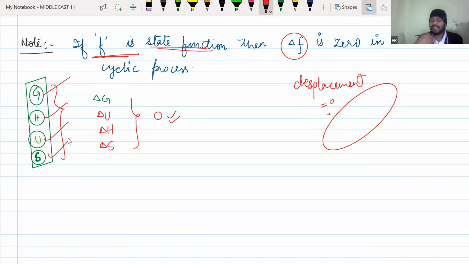In a cyclic process, you start from the same point and end on the same point. That means initial and final are same, so the change will be zero. Simple. Write it. A lot of questions have been asked on this. It's important.